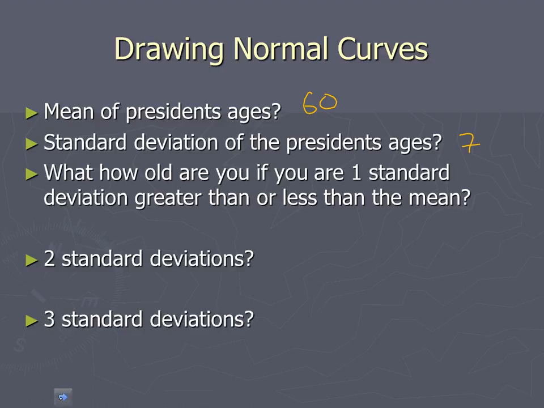Okay? So, if 60 is the mean and 7 is the standard deviation, what would be the value if you are one standard deviation greater than the mean? 67, exactly. We just add the standard deviation to the mean, and all of a sudden, we have 67. Well, that means minus one standard deviation would be 53. Okay, you guys do the same thing for 2 standard deviations and 3 standard deviations. See what our ages would be.